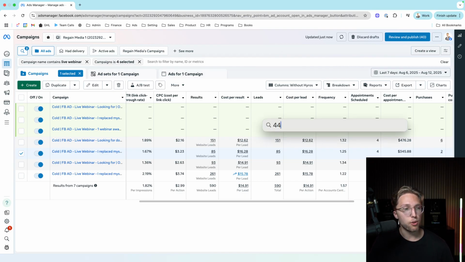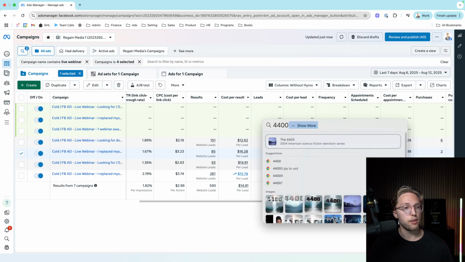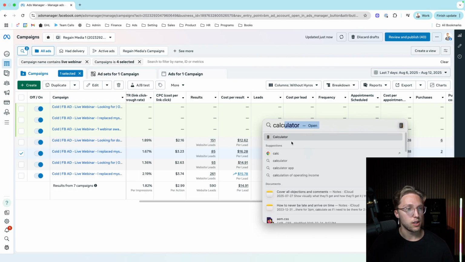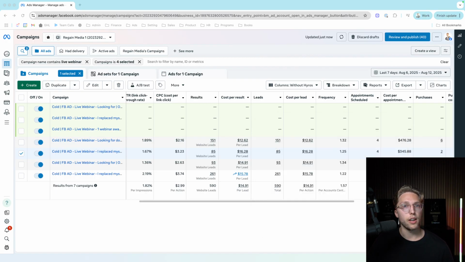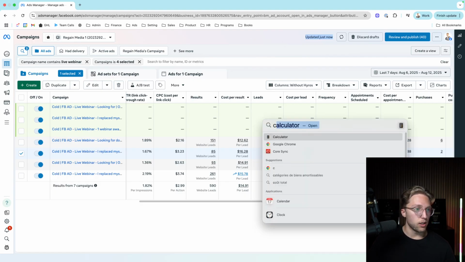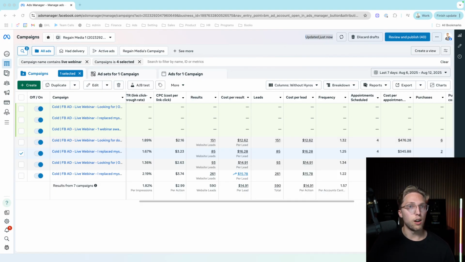Because let's say I'm spending 4,000. Where's the calculator? Okay, say I'm spending. Oh, how can I just get this little calculator there? Oh man, it keeps putting it on my second screen. I can't move it around.